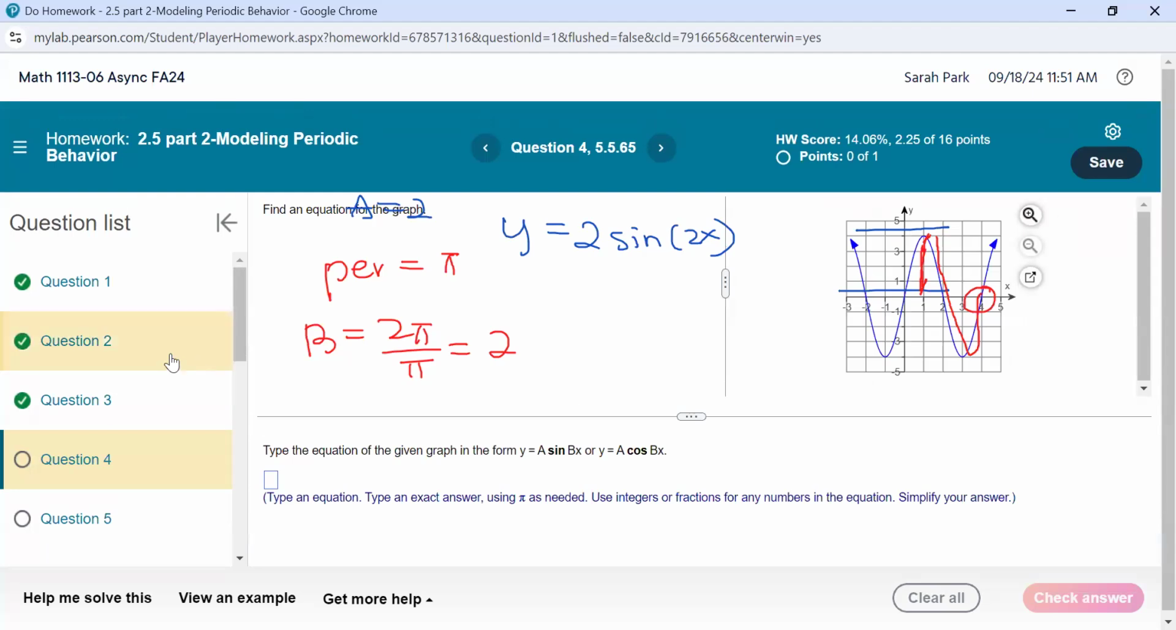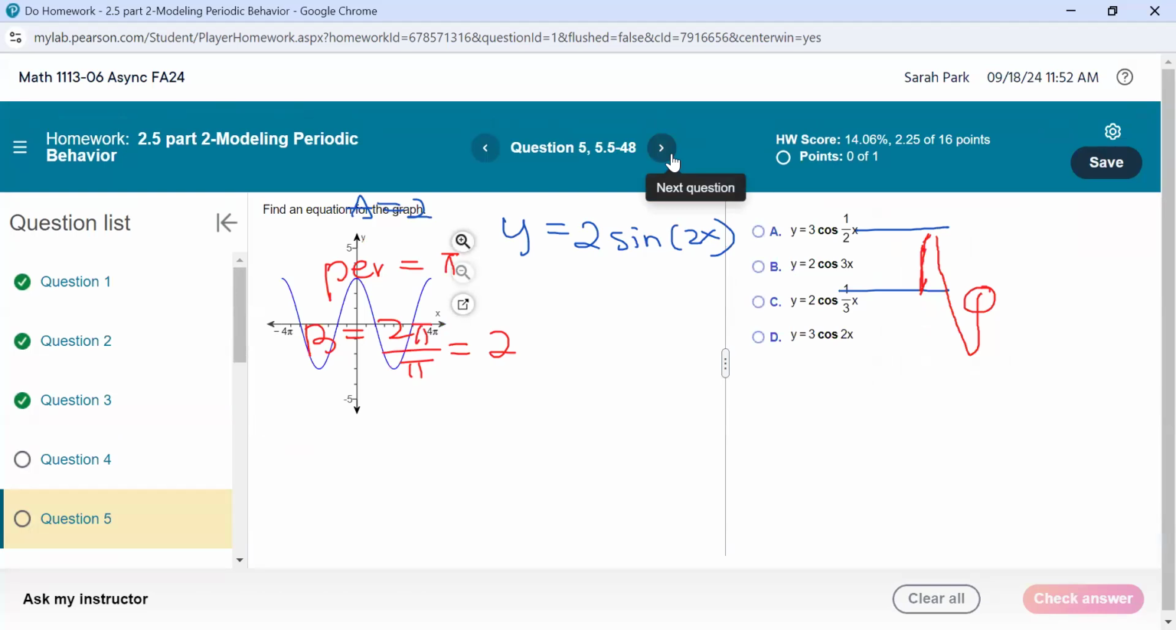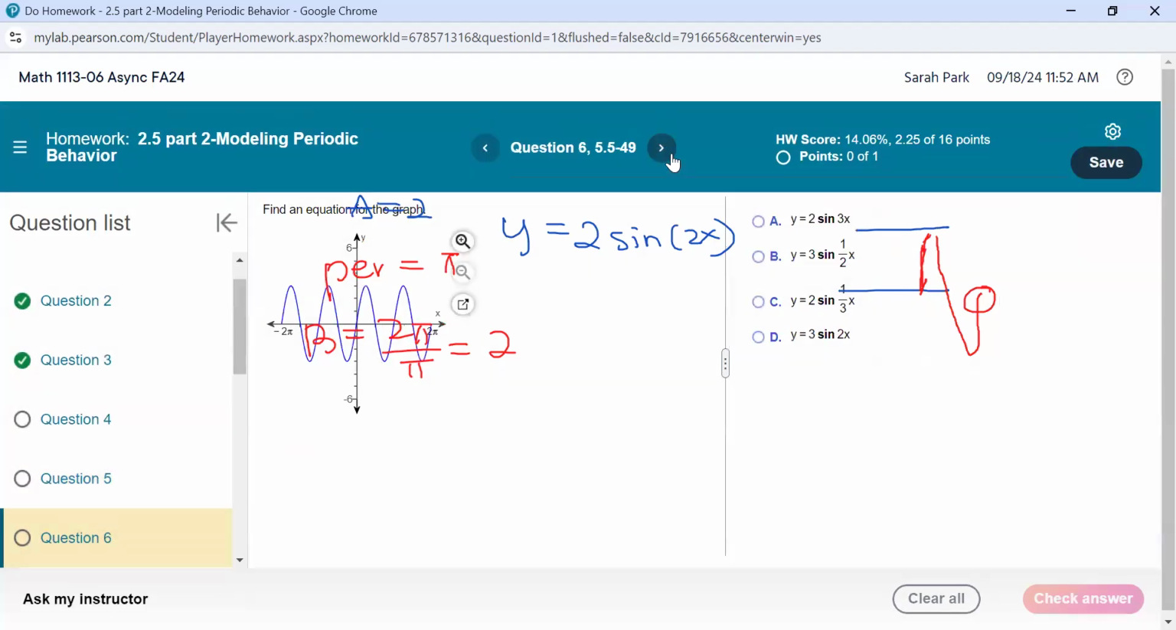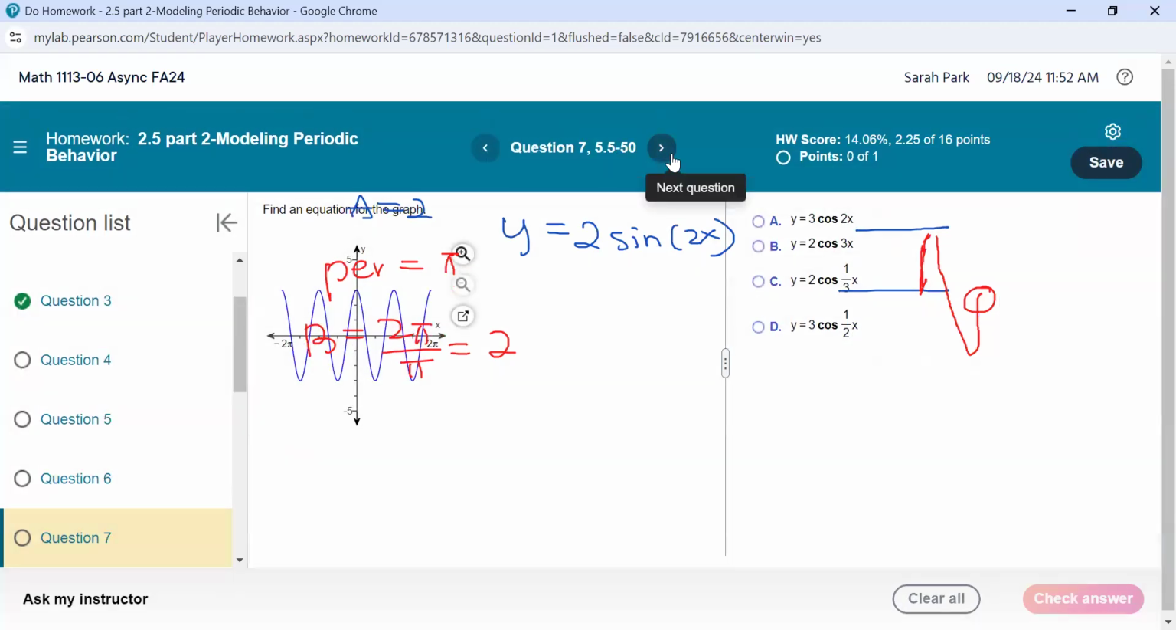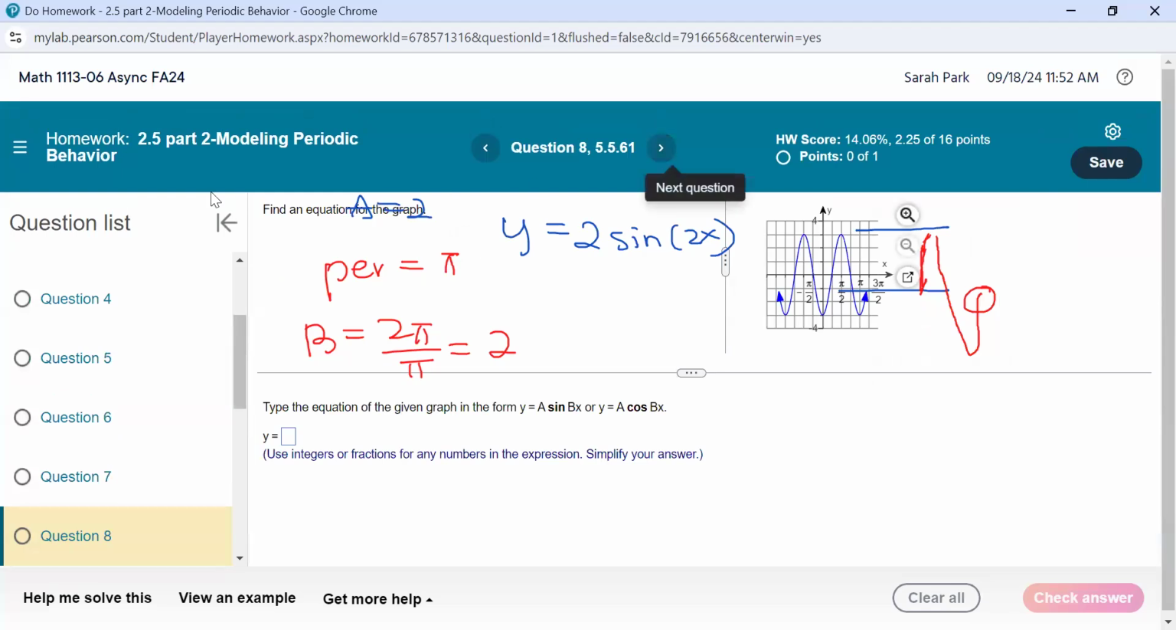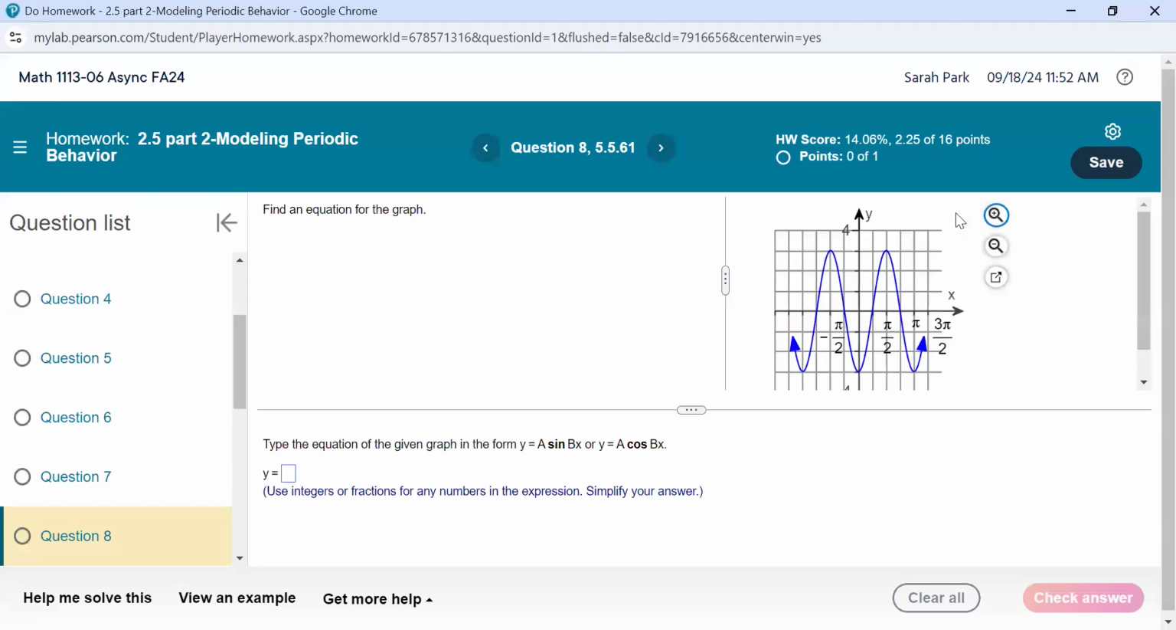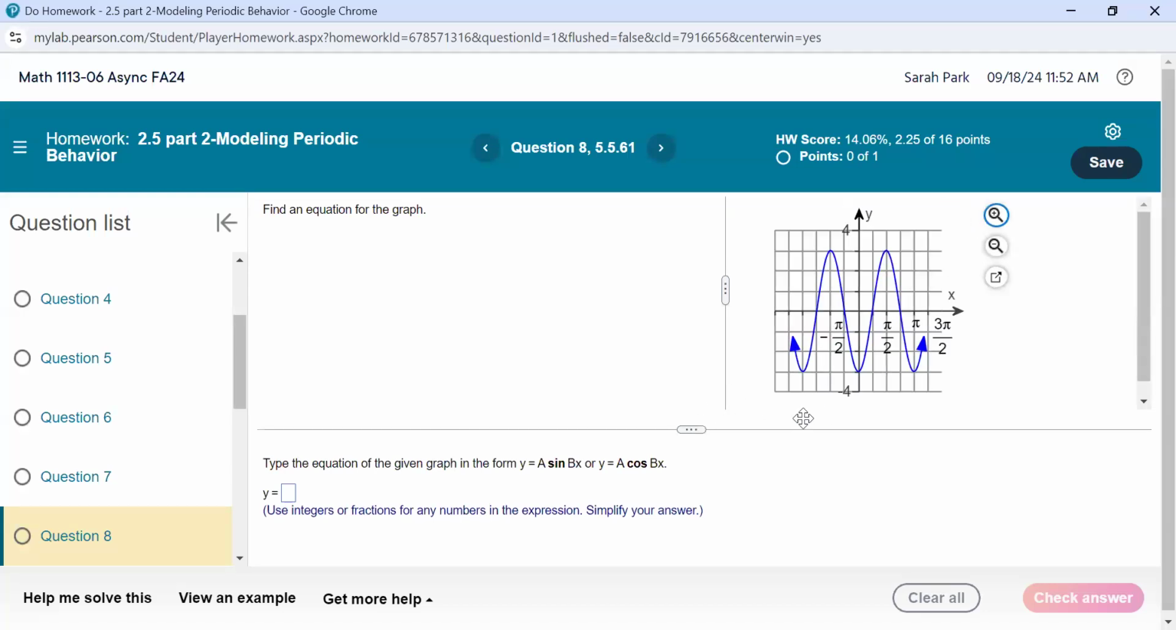Okay, this is similar, so I'm going to actually see if there's another one that's not as similar. Okay, this one. So this one, I can see that it's going to be the cosine curve, right? Because it doesn't go through 0, 0. And so for this one, we're going to go with the cosine.